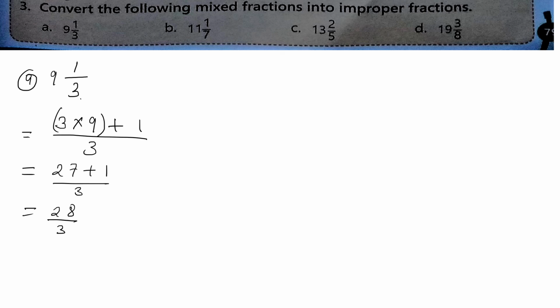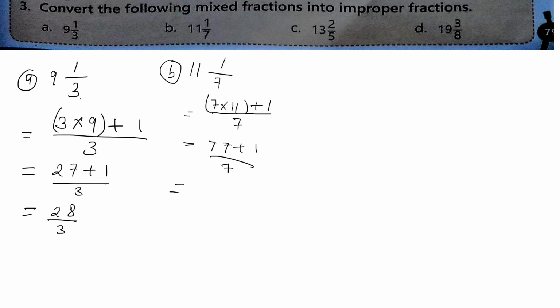Now number B, 11 whole 1 by 7. Here 7, again 7, multiply 11 plus 1. So 11 7s are 77 plus 1 by 7, and here 78 by 7.